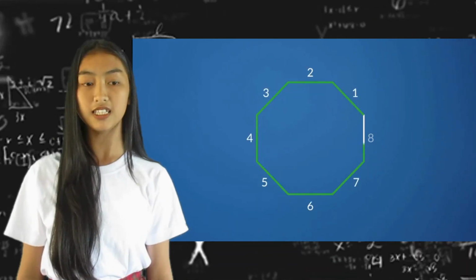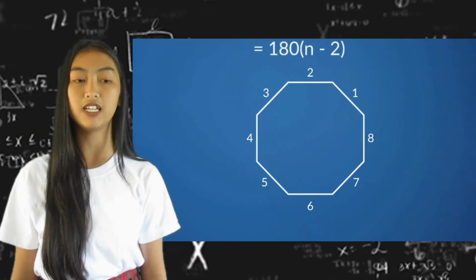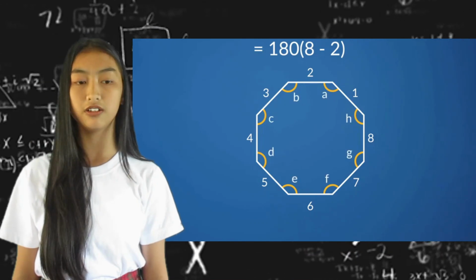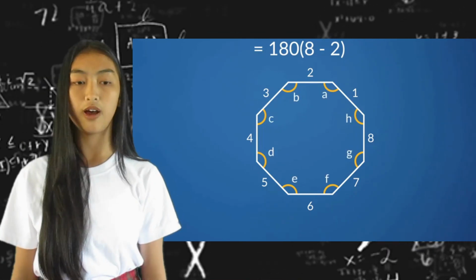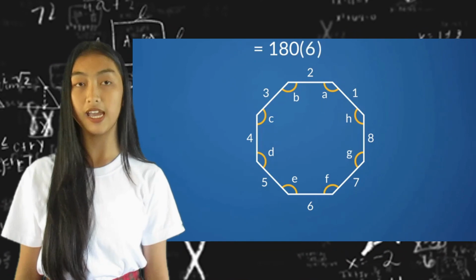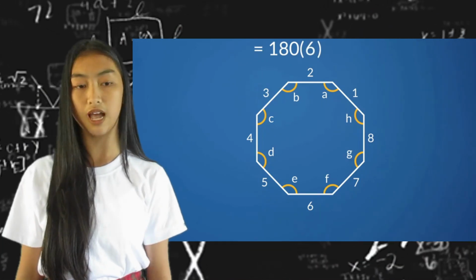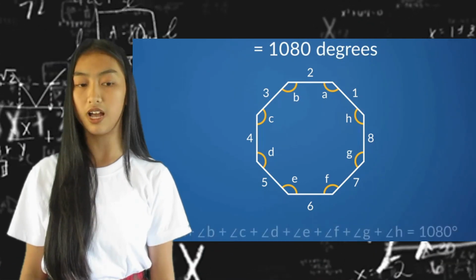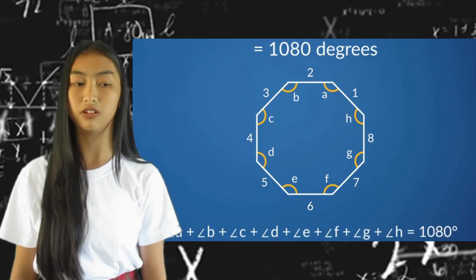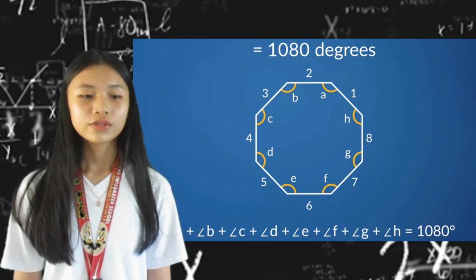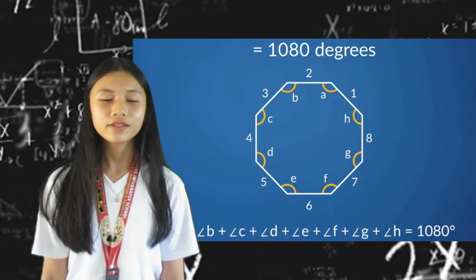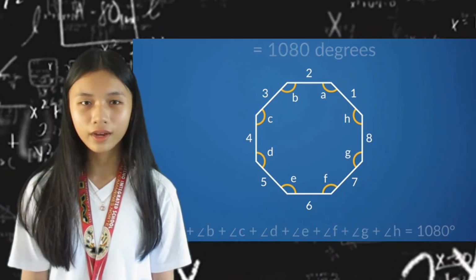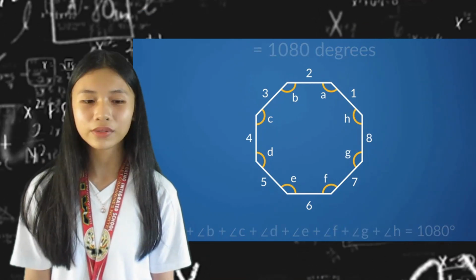Since it has 8 sides, all we'd have to do is plug in 8 into our formula for the sum of interior angles. And we get the following: 8 minus 2 is 6, and 180 times 6 gives us 1080 degrees for the sum of all interior angles of an octagon. Great! So just remember that formula. The sum of all interior angles in a polygon is equal to 180 times n minus 2.